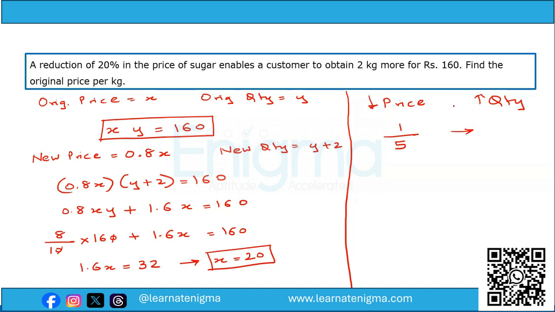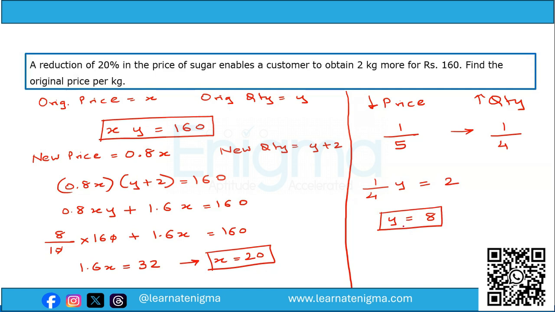increased. So the quantity increase must be 1 upon 4. Quantity increase must be 1 upon 4. So 1/4 of the original quantity, that is y, is equal to the increase in quantity, that is 2. So we get y is equal to 8, which is the original quantity.